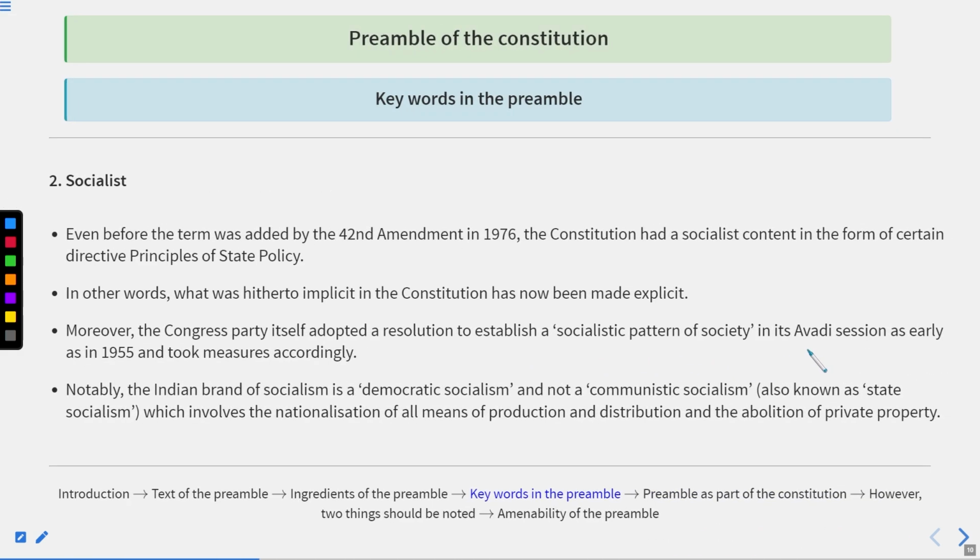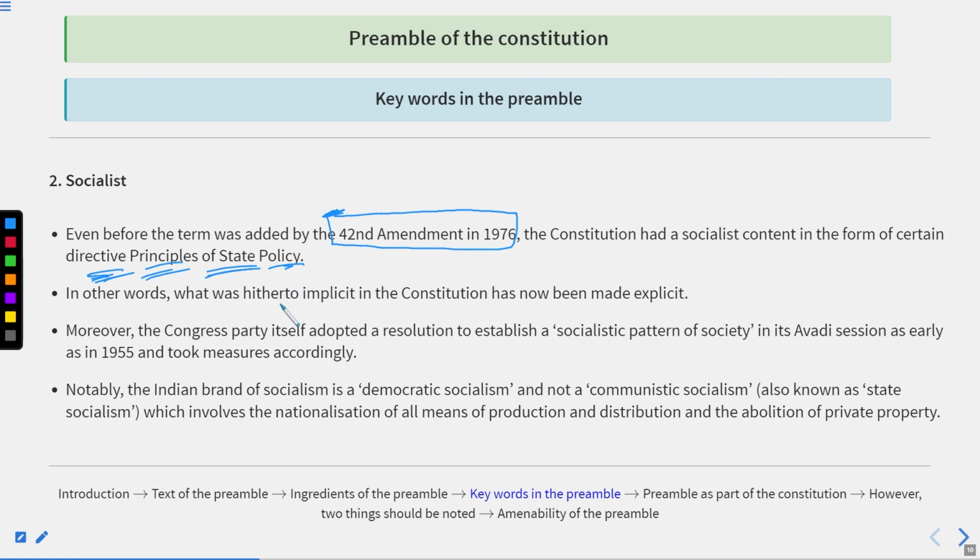Got it? Thereafter, the word socialist. Even before the term was added by the 42nd Amendment Act in 1976, the constitution had a socialist content in the form of certain directive principles of state policy. So it is not like that when we adopted the word in the 42nd Amendment Act of 1976, only then we became socialist. No, not like this. Prior to this also, by the power of the directive principles of state policy, we had the socialist nature. All right, so that is the thing.